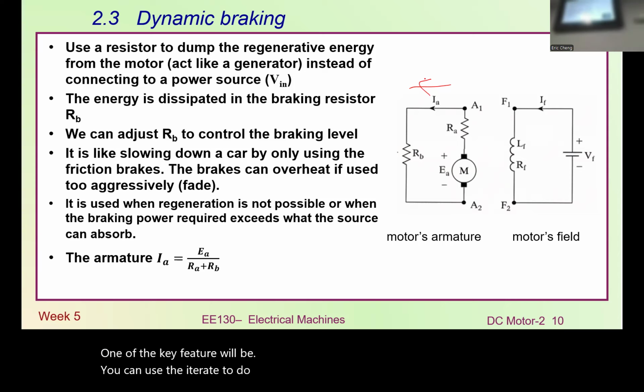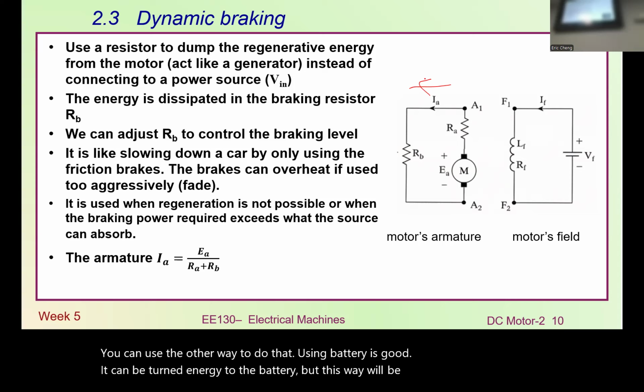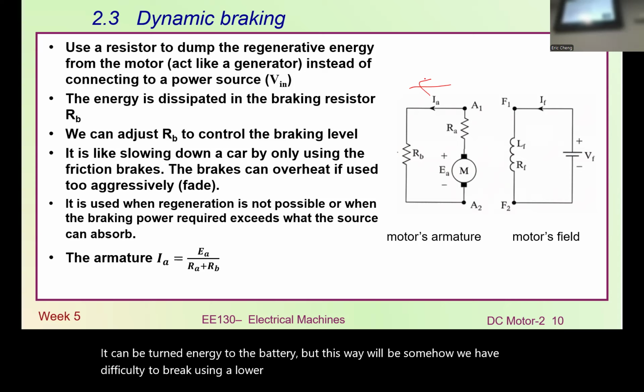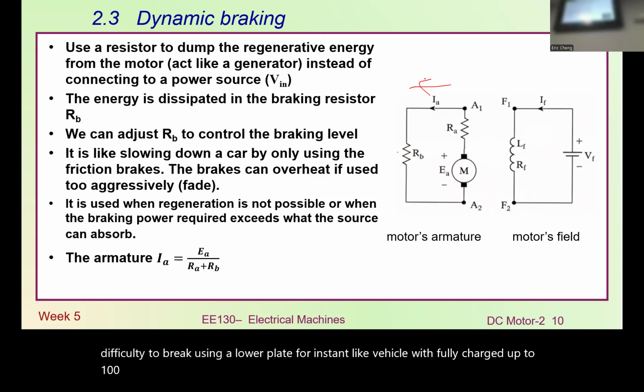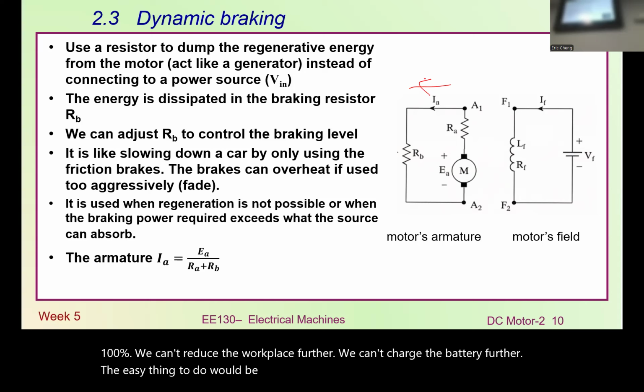Using the battery is good. It can return energy to the battery. But this way, we somehow have difficulty braking using low voltage. For instance, if the vehicle is fully charged to 100%, we can't reduce the voltage further, and we can't charge the battery further. The easy thing to do would be using braking resistors. That means for all vehicle designs, users tend to use regenerative braking 2.2.